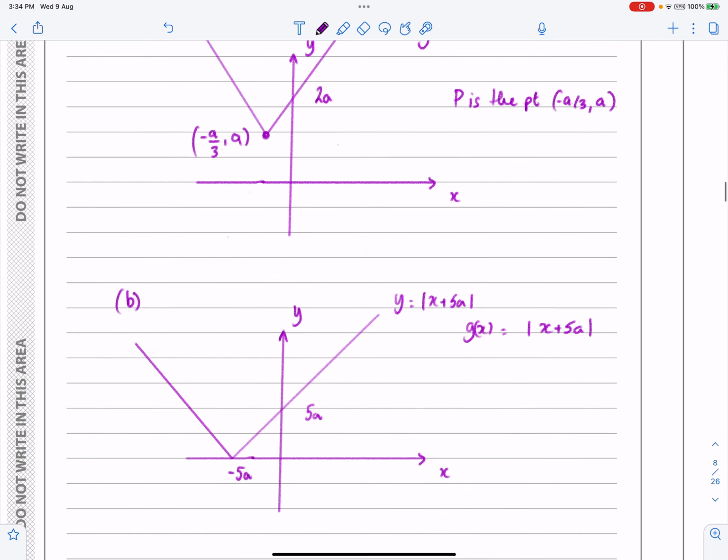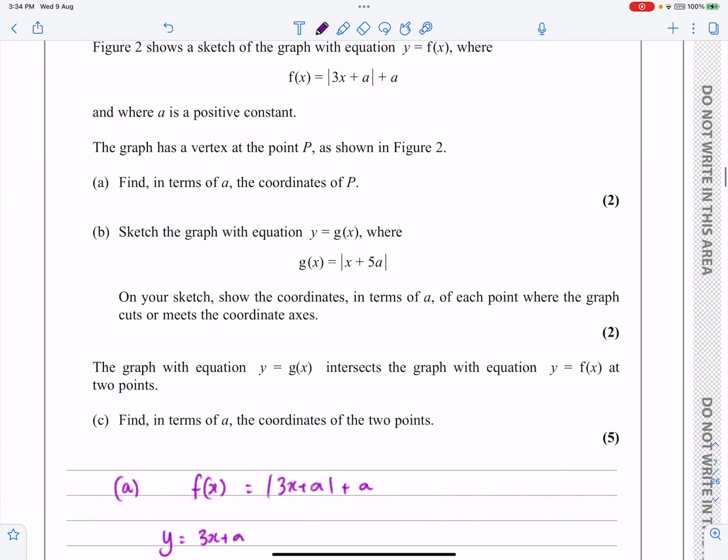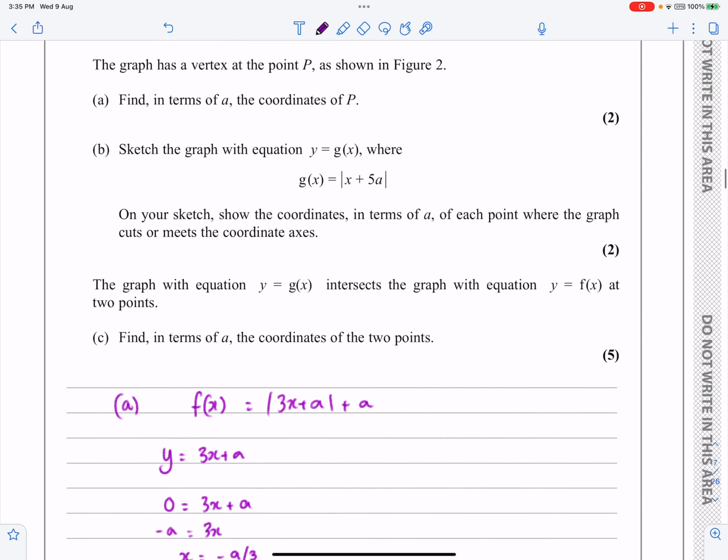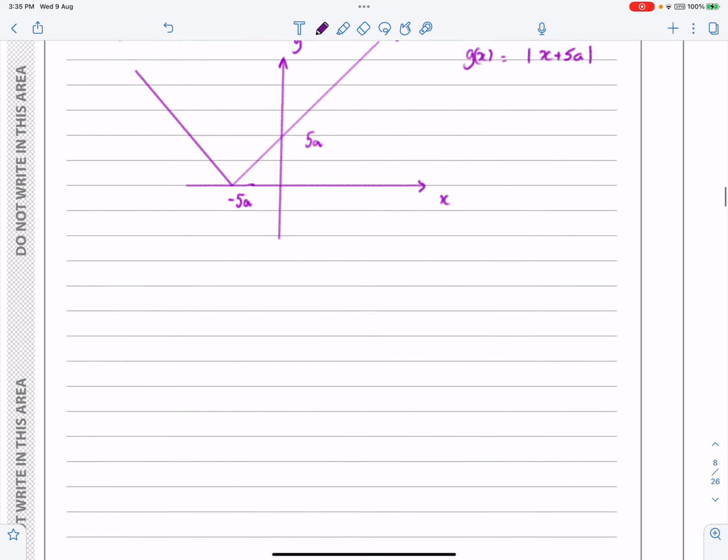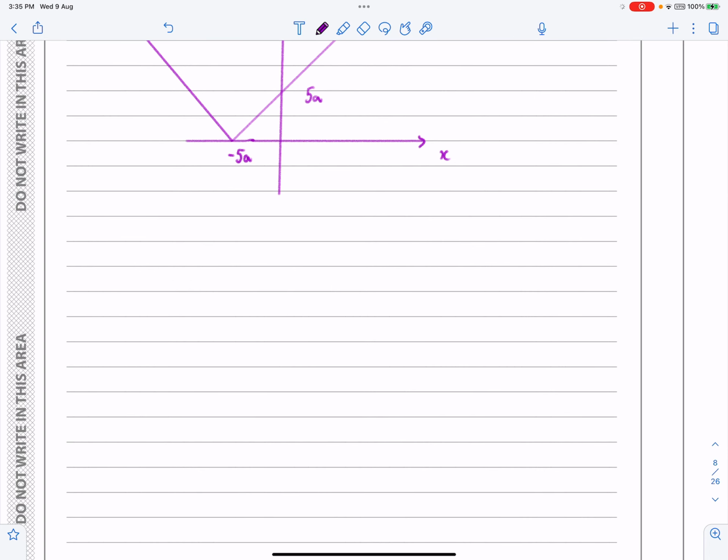Let's go and have a look at part C then. So for part B, on the sketch, show the coordinates in terms of a of each point where the graph cuts or meets the coordinate axis. So yeah, we've done that. Then for part C, it says the two of them intersect. Find the coordinates of the 2 points where these two graphs meet each other. Okay, so for part C, this is going to be some modulus equation work.